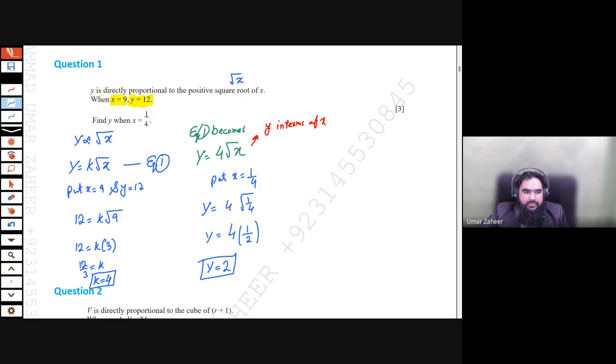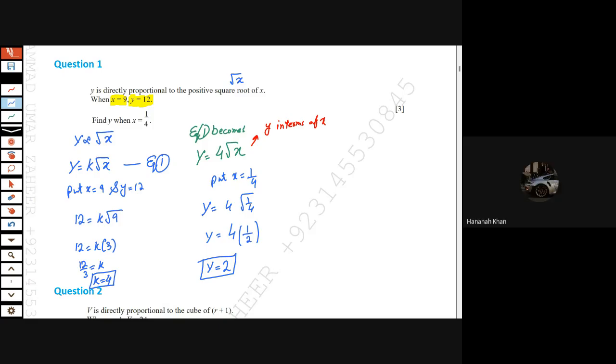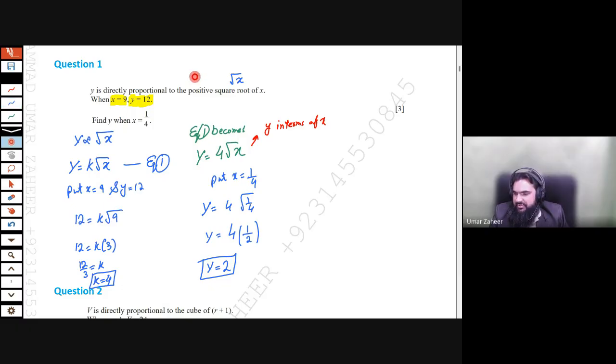Yes, everyone. Any question? No, sir. So sir, what is the first step? You have to check what the relation is between the variables. It's directly proportional. We will make the equation. Now your first approach is to find the value of k. So you have to look for the information in the given information.